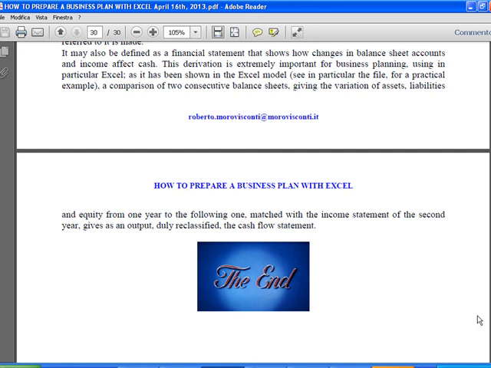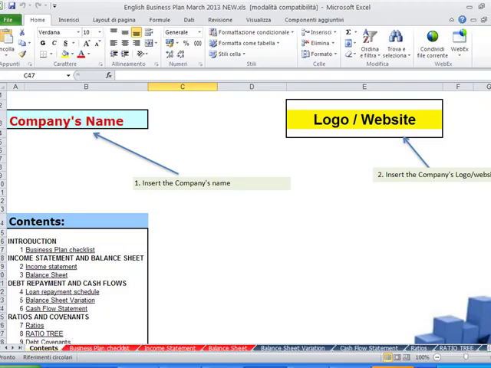Now we're going to see very shortly the Excel file, but this is going to be illustrated in another presentation, in another video. This is the Excel file that you can properly download from the web source we have seen. You see we have contents, we have red input spreadsheets, the checklist of the business plan, what you need in the business plan.